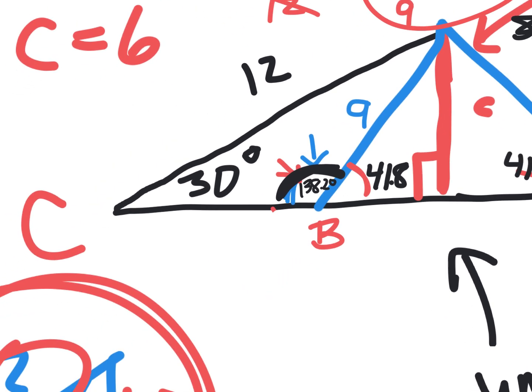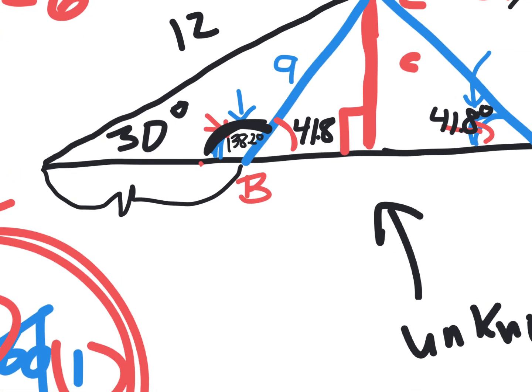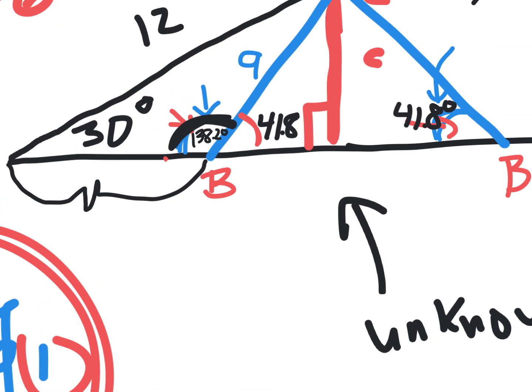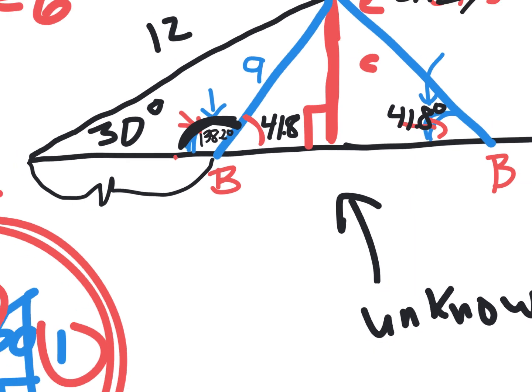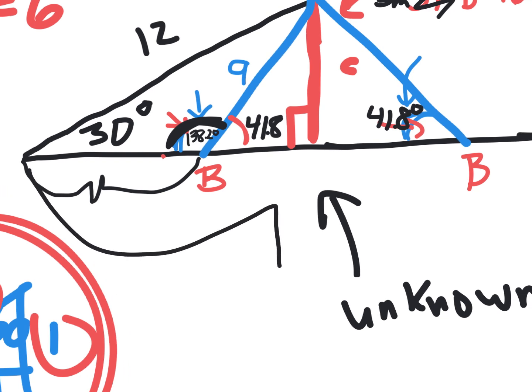Do you get, then, that impacts how long this side right here is? If it's the small one, because that one's 138.2, you could now use law of sines to figure that out. Or it could be the big one that goes all the way across here.